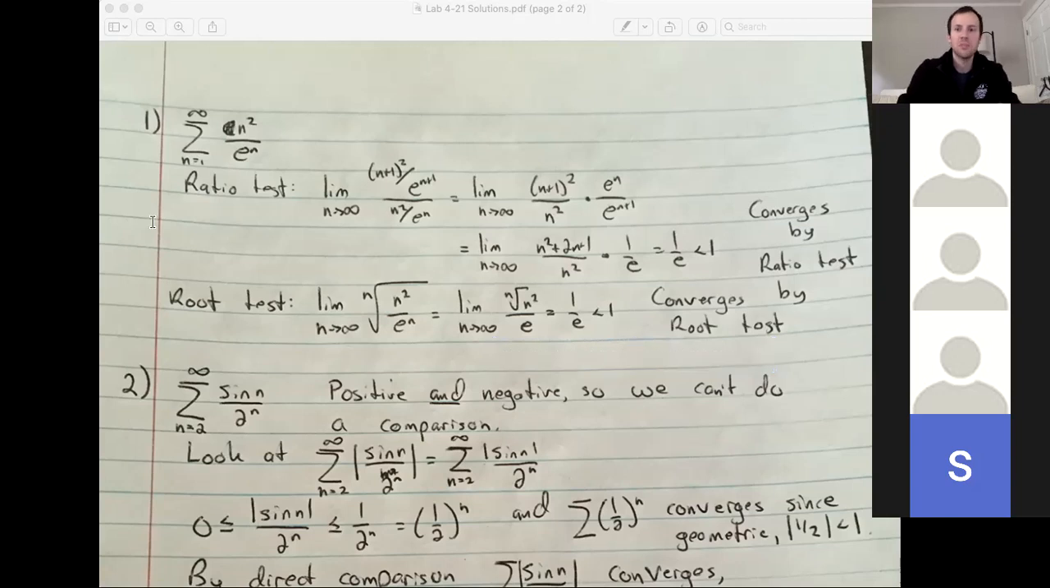And in doing this, you just have to pick one test. There might be more than one. In this case, the root test, I think, turns out to be easier, but either one gets you to the same place.